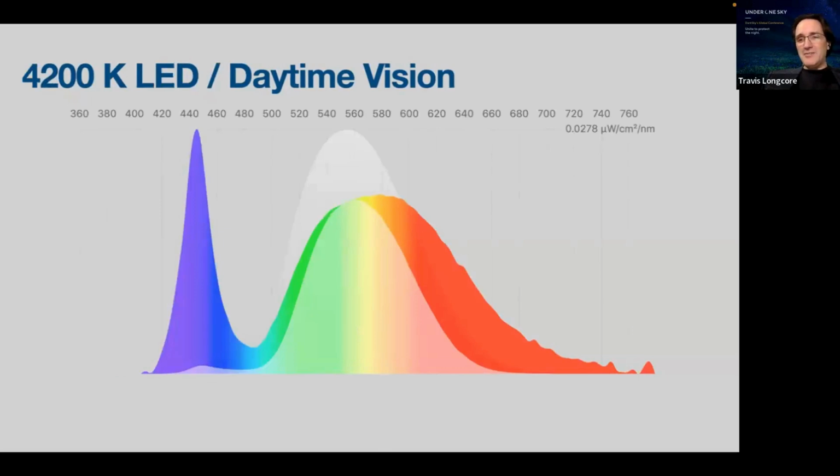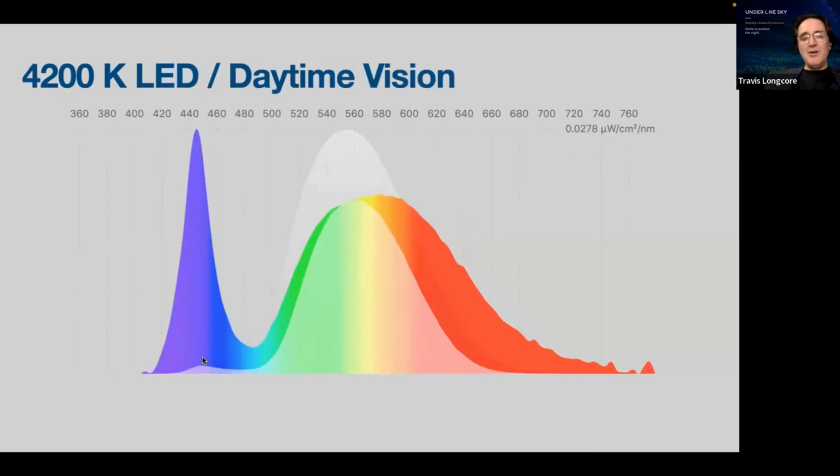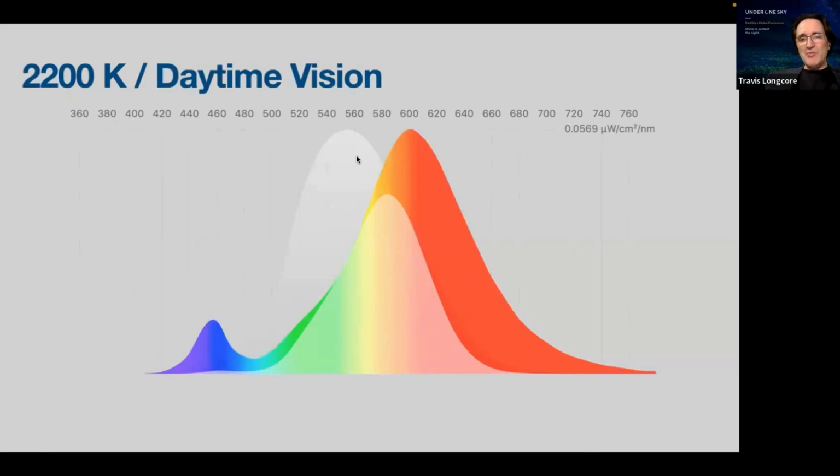LEDs, a high color temperature LED, very heavy in the blue because of the technology. We can get into that if the discussion goes that direction. Plenty of overlap, though, with our daytime vision, full spectrum view of light. A lower color temperature LED just has a lot less of that blue. More of that blue light is re-radiated out here into the longer wavelengths.